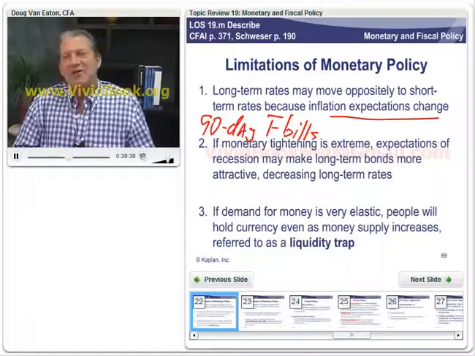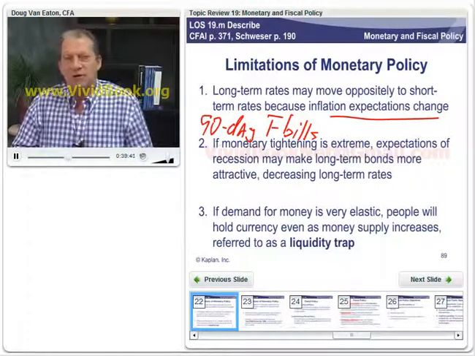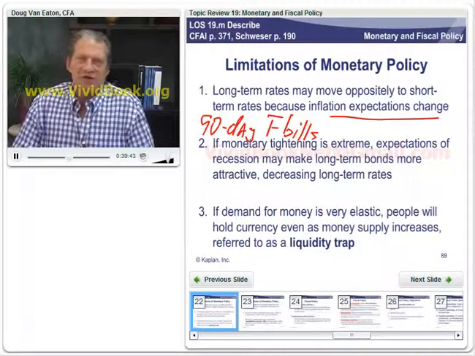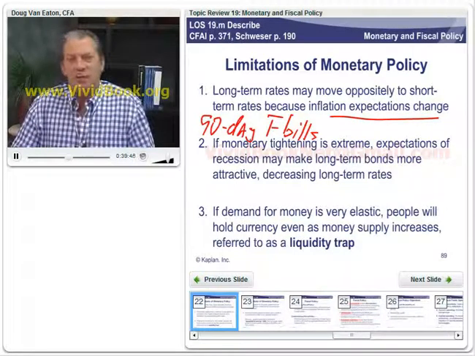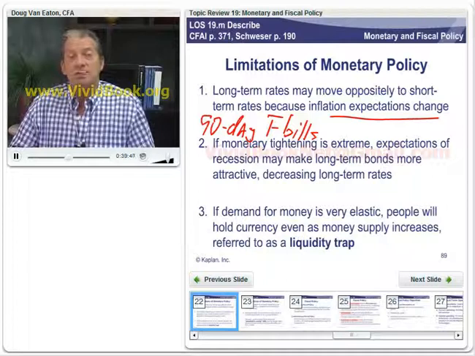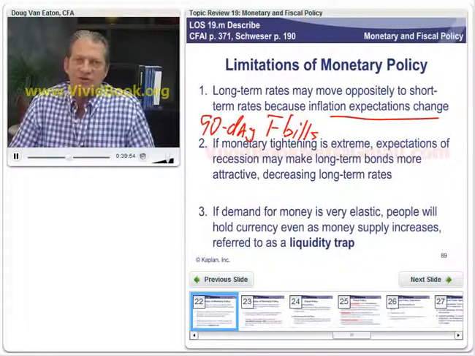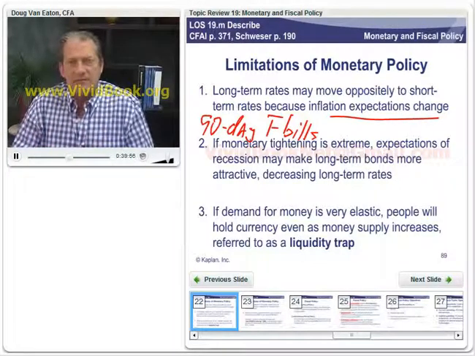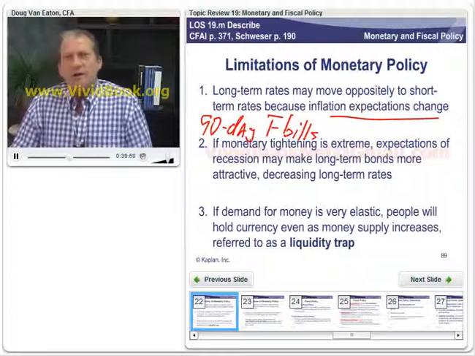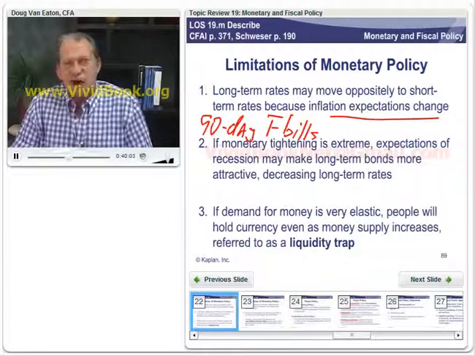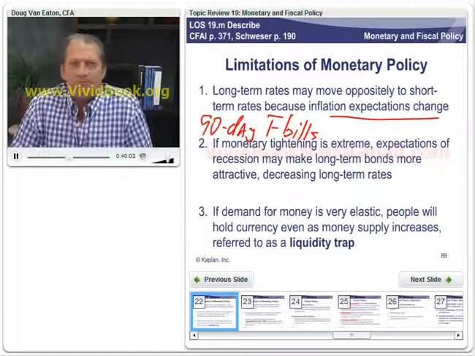Well, again, this is just the opposite of what the central bank is trying to do with tightening. This decrease in long-term rates could increase investment spending, and that would run counter to the idea of economic contraction from monetary tightening. Now, this third one here, the liquidity trap, is how it was originally named.